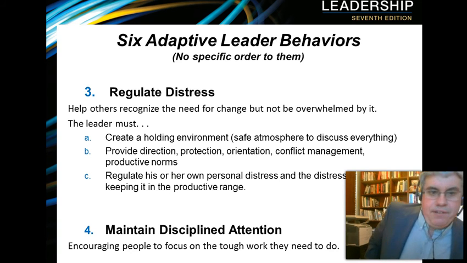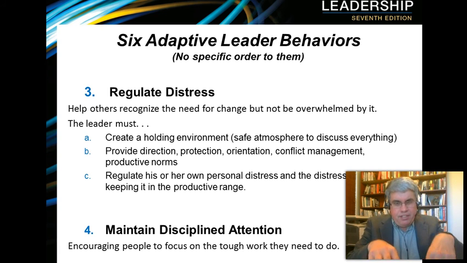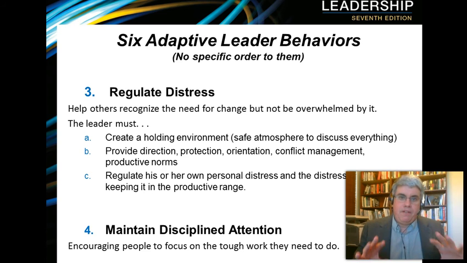A third type of behavior, and this is especially important in this model, is the idea of regulating distress. The leader needs to help others recognize the need for change, but not be overwhelmed by it. Because when there's this need to change, emotions often get high. It creates a stressful situation. So the leader must create what's known as a holding environment. And this is a safe atmosphere to discuss everything, even the elephants in the room. The follower and the leader have to have the freedom to address everything constructively without being penalized for asking questions, without being penalized for expressing one's doubts or fears, but a really safe environment that allows the problems to be addressed.